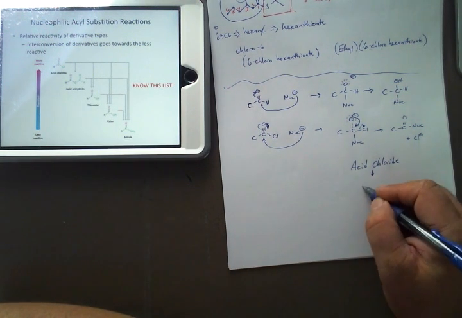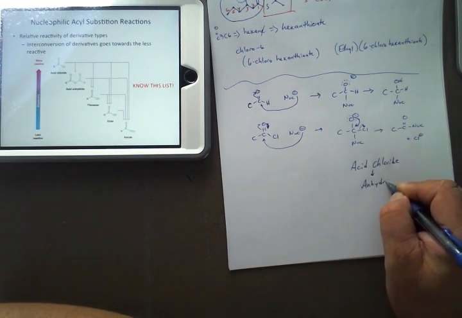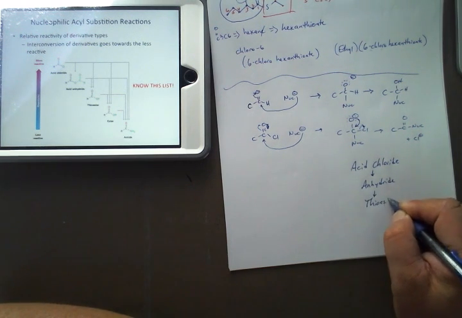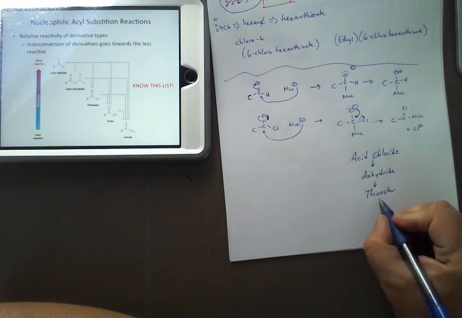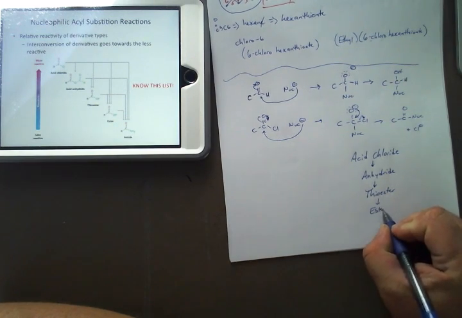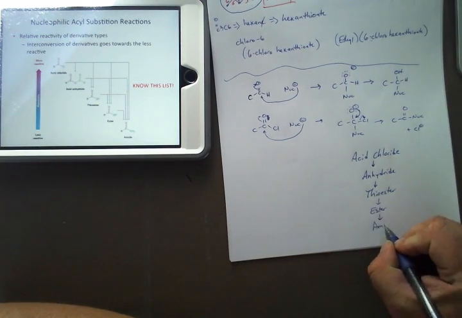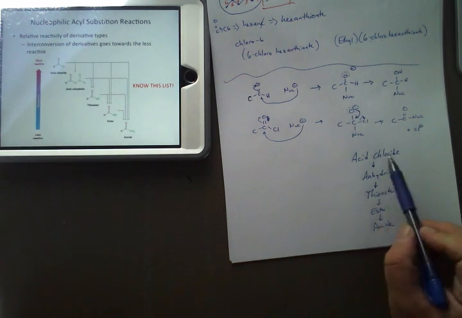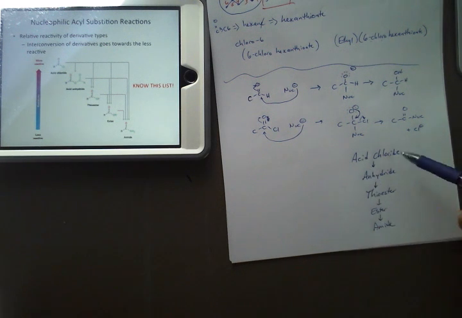Was it anhydride? Right, so thioester, ester, amide. Okay, now you're going to need to know this list. So with that, usually it's acid chloride. It could be acid bromide and that sort of stuff too, but acid halide, whatever. But typically they're acid chlorides.